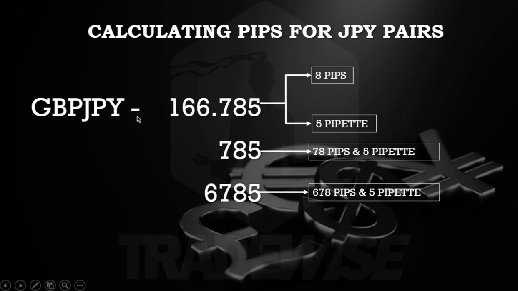Just be able to observe this when you're trading a Japanese yen pair. This type of calculation works well on gold as well. If we add the 7, it becomes 78 pips and 5 pipettes. If we add this 6, it becomes 678 pips and 5 pipettes. If we add this one, it becomes 6,678 pips and 5 pipettes. If we add this, it becomes 16,678 pips and 5 pipettes.